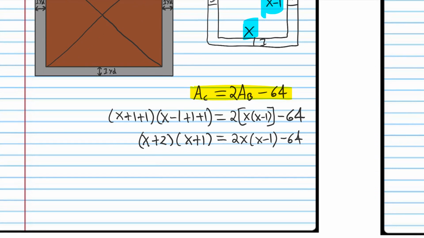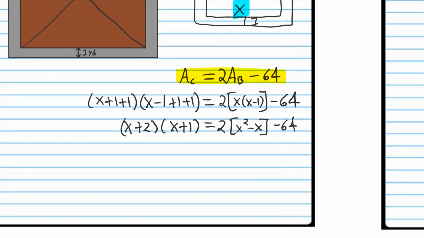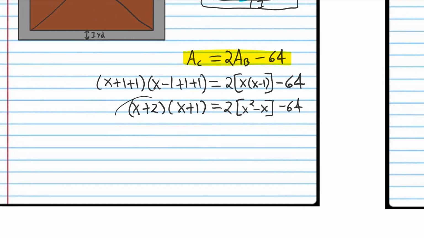If you want, you can multiply x times x and then x times 1 first. That's just another way to do it. That'll probably be easier for you actually now that I think about it. So let's go ahead and do it that way. So x times x is x squared. x times negative 1 is negative x. So this is probably a little easier for you. Now we're going to go ahead and expand this. We get x squared plus 3x plus 2.